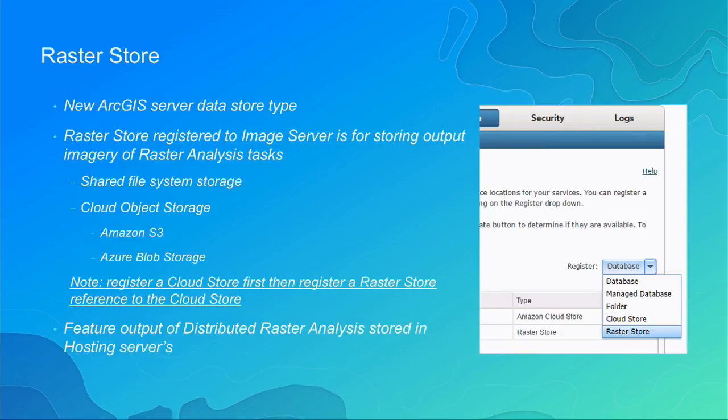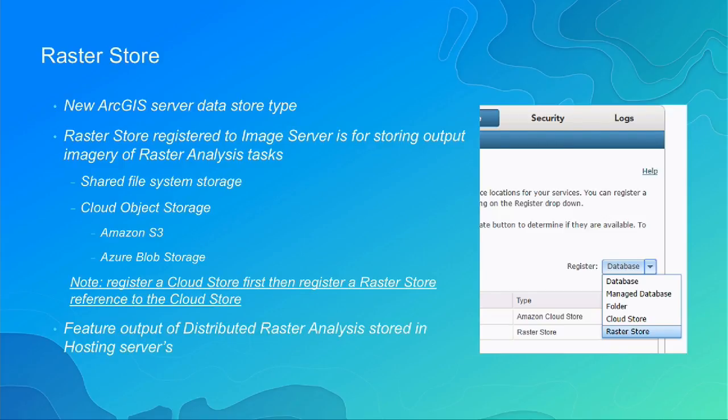This is where the output imagery is going to be stored. When you're running the distributed service, we're writing out pixels to the Raster Store. The type of Raster Store that is supported is shared file system. You can create a network file share and tell the service to write imagery to that network file share. Or you can use cloud object storage, such as when you are deploying in a cloud platform, such as Amazon S3 and Azure Blob Storage.